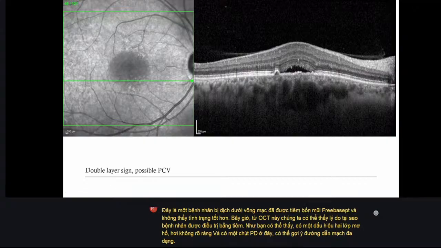Now, this is monomodal imaging, right? After four earlier injections, it didn't work. And therefore, we go on to multimodal imaging. So OCTA, which is very good for looking at those thin double layer signs to look for CNV. After proper segmentation, there's actually no CNV there, right?